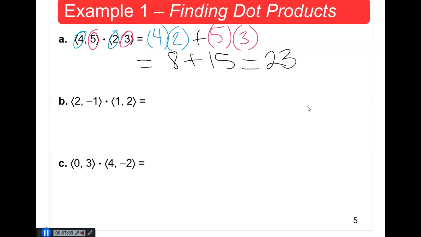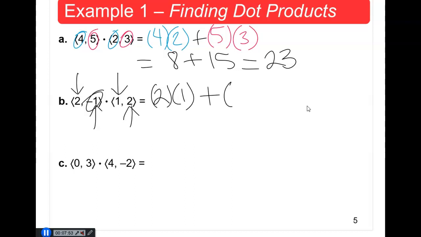For the next one, we're going to have the product of the horizontal components, 2 times 1, plus the product of the vertical components. Notice how here we have a -1, so I'm going to keep that in parentheses just so I don't forget to distribute the negative. So 2 times 1 is 2, and here -1 times 2 is -2, so 2 minus 2 is equal to 0.